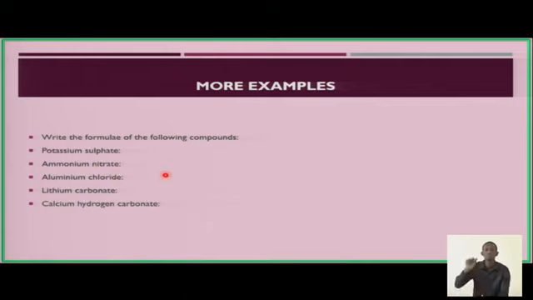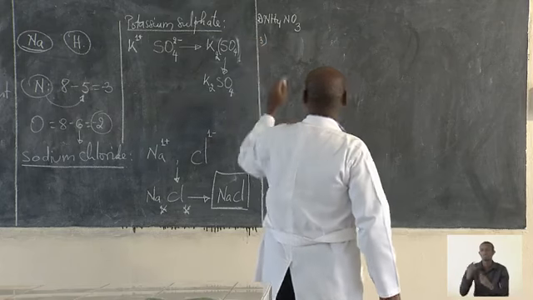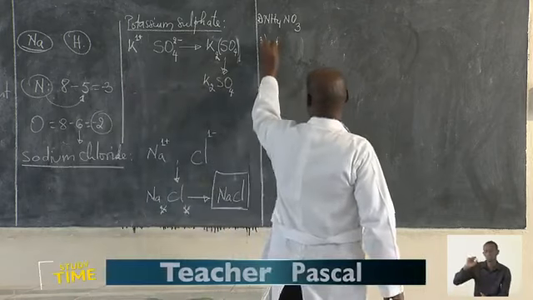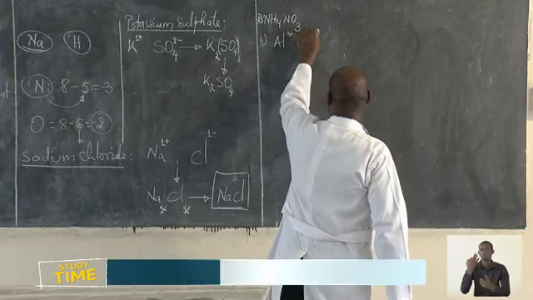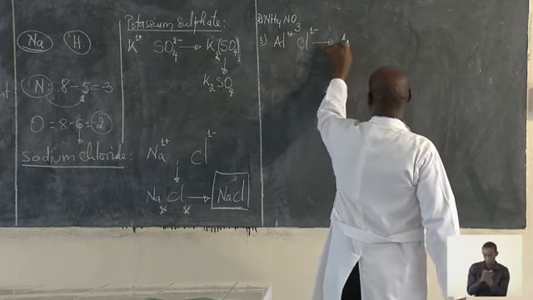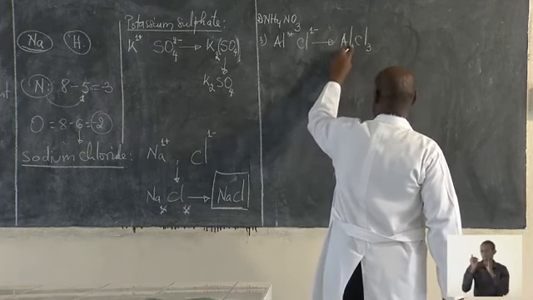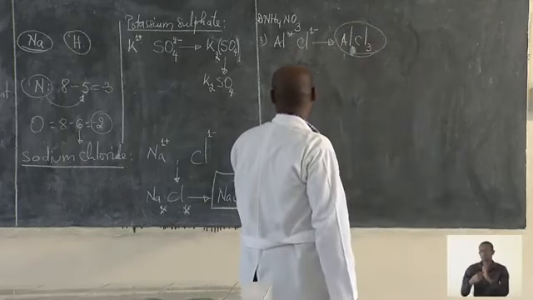Aluminium chloride. So let's try this. We have ammonium nitrate, it's this one, number 2. Number 3, we have aluminium chloride. This is aluminium with 3 positive, the chloride with 1 negative, and if you interchange, what you get will be aluminium with 3 here. We said when it is 1, there is no need of writing it. So this is the molecular formula of aluminium chloride.